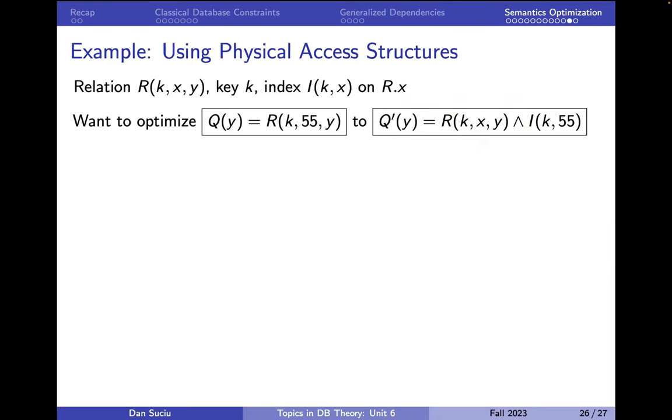If you are a pure logician who never saw databases before, you would say this is less efficient. Search I first, small. Yes, because there is a hidden assumption here that the API for I is such that, given 55, it could quickly give us a key. And there is another API for R that, given the key, can quickly retrieve the X and Ys. The query optimizer, of course, will know this. How is that cost function defined?